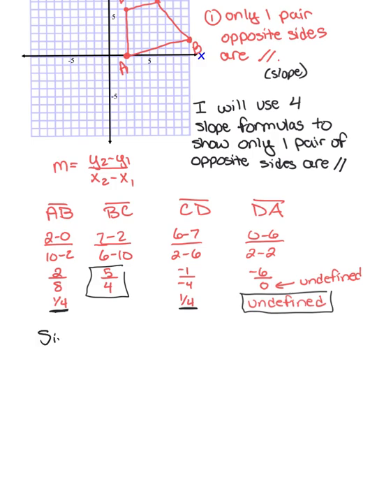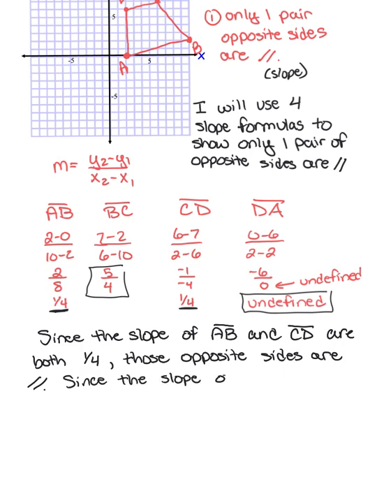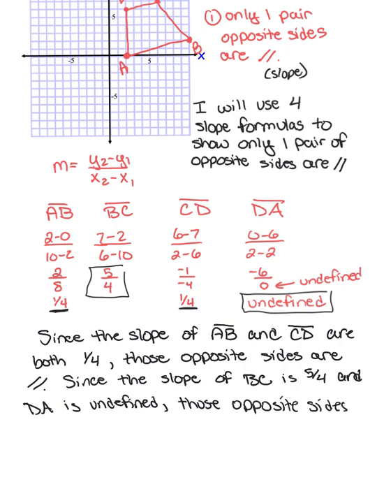So you're going to write, since the slope of AB and CD are both 1/4, those opposite sides are parallel. Since the slope of BC is 5/4 and DA is undefined, those opposite sides are not, important, not parallel.